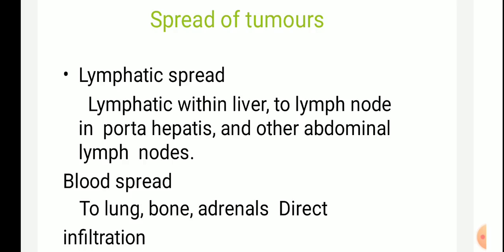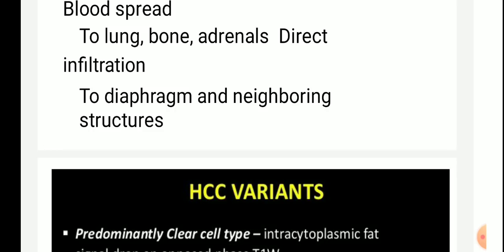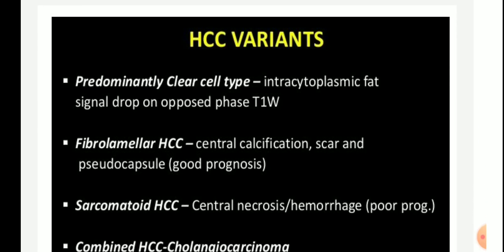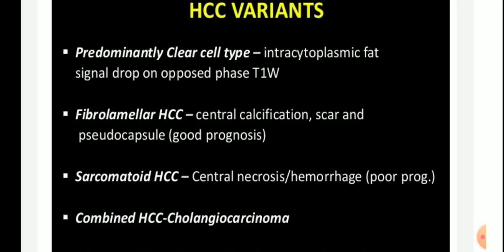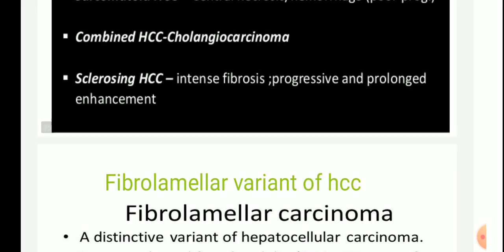Spread of tumors: lymphatic spread within the liver to lymph nodes in the porta hepatis and other abdominal lymph nodes. Blood spread to lung, bone, adrenals, and direct infiltration to the diaphragm and neighboring structures. So what are the variants? Clear cell type, fibrolamellar HCC, sarcomatoid HCC, combined HCC, that is, with cholangiocarcinoma, and sclerosing HCC.